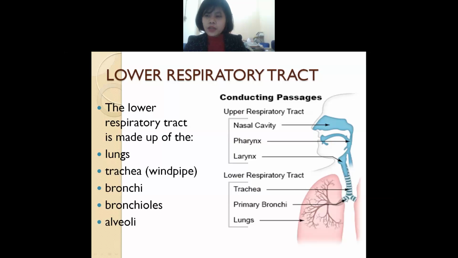Next is what? Next is bronchi. So this is bronchi. And next is what? Bronchioles. All these are bronchioles. Okay, all this. They are just like branches. Next is alveoli. Alveoli is a bit deeper. I mean, just next to the bronchioles, no? Just next to the bronchioles, they are there. So these are the parts of the lower respiratory tract.